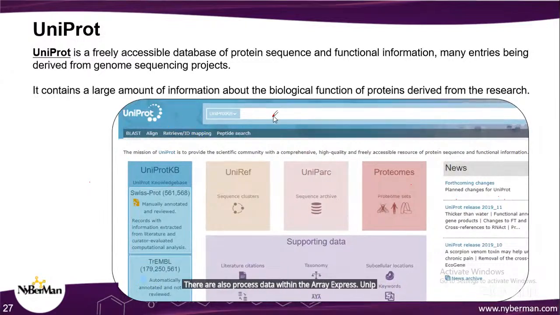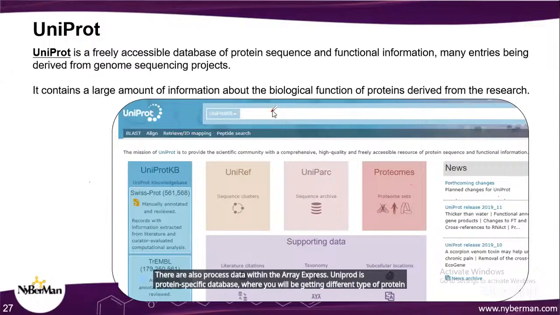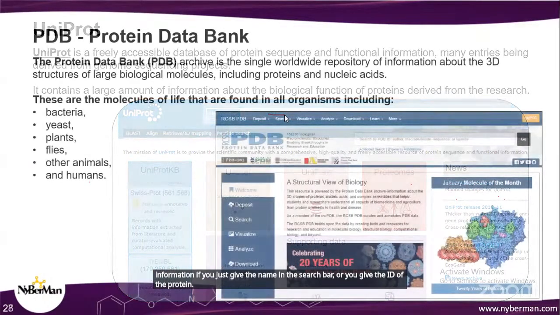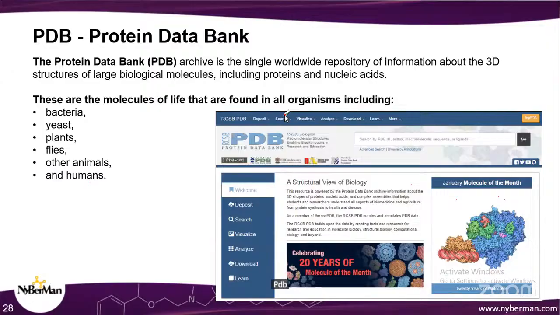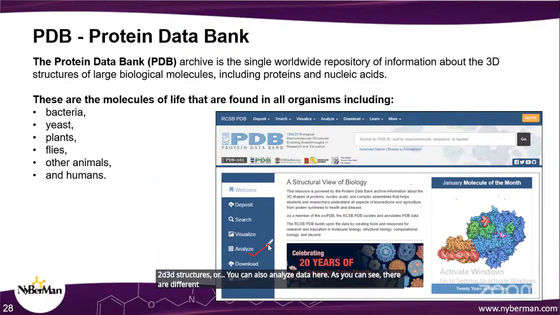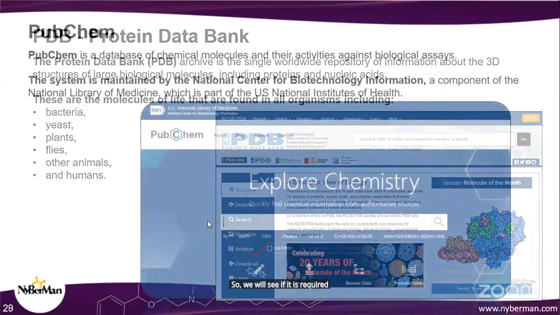UniProt is a protein-specific database, where you will get different types of protein information if you give the name in the search bar, or the ID of the protein. The PDB database is there, where again you can download protein structures, 2D and 3D, or you can also analyze data here. As you can see, there are different options given in the tab. So we will see if it is required during the sessions.